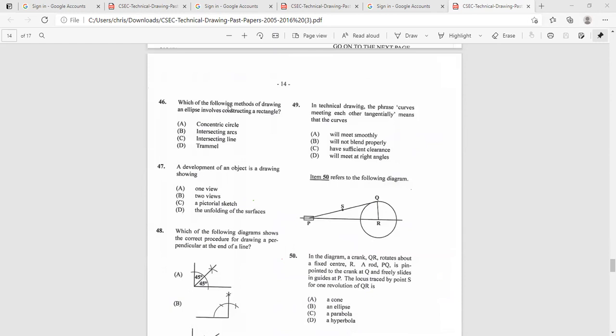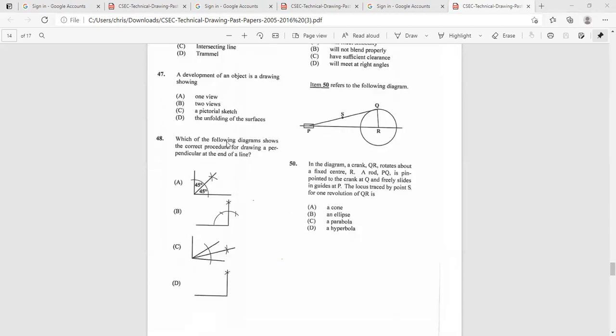Which of the following methods of drawing an ellipse involves constructing a rectangle? This is the intersecting lines method. A development of an object is a drawing showing the unfolding of its surface. Which of the following diagrams shows the correct procedure for drawing a perpendicular at the end of a line? B.